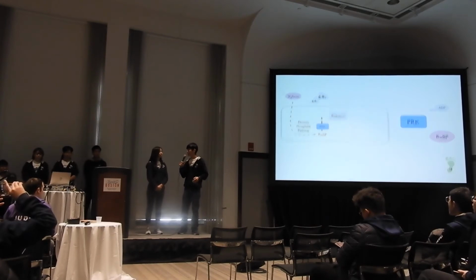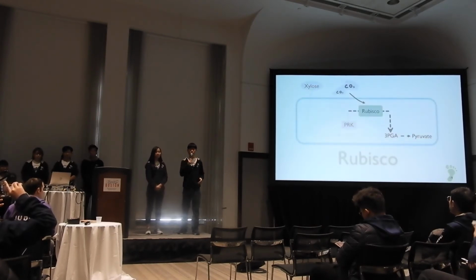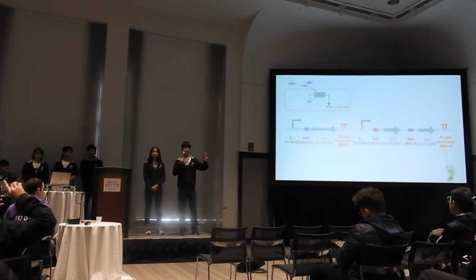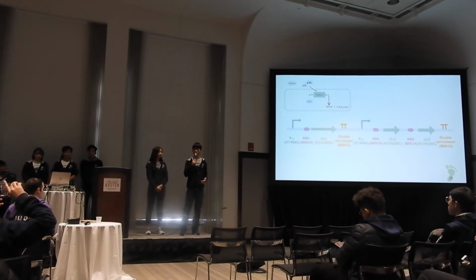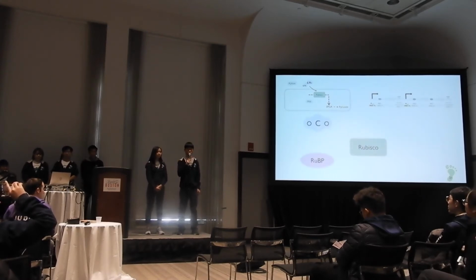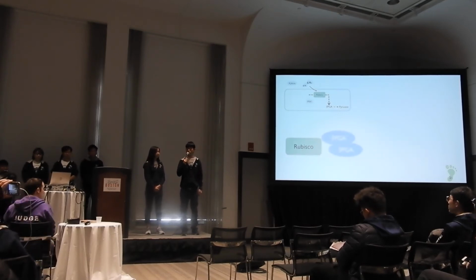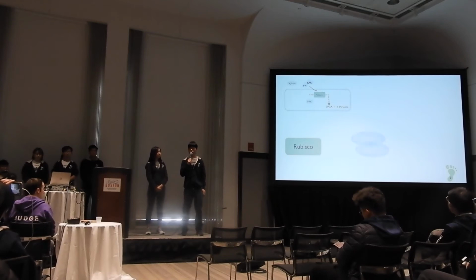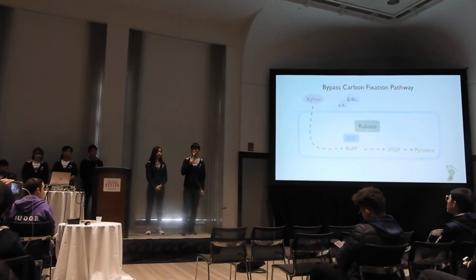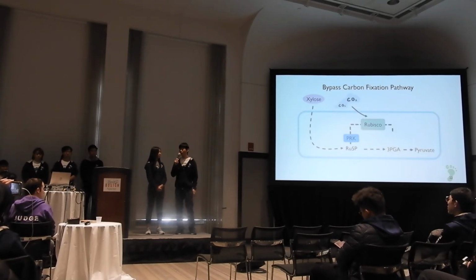Let's move on to the next enzyme, rubisco. Rubisco consists of three parts: a large subunit, RbcL, a small subunit, RbcS, and a chaperone protein, RbcX. Rubisco can carboxylate RuBP into two molecules of 3-PGA. The 3-PGA will then be converted into pyruvate, which is a vital metabolite for E. coli. After expressing these two enzymes, we successfully built a carbon-fixing E. coli. Wait a minute, David.